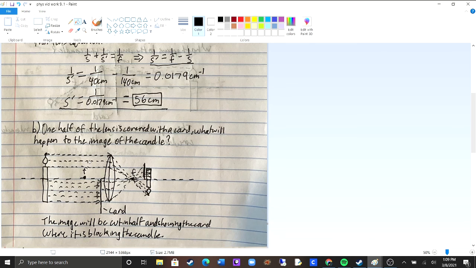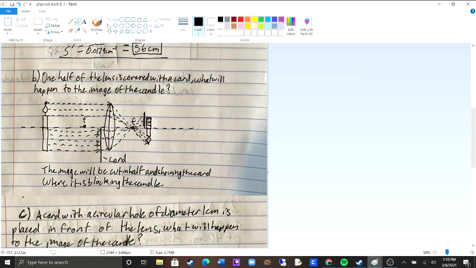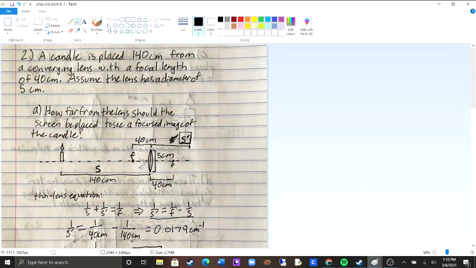So when these light rays come off of the candle right here, they hit the lens and then are refracted towards the focal point on the other side. So what the image ends up being is whatever part is not covered by the card. So in this example, it's the bottom half. We will see the top half of the candle, and it will be flipped upside down because these rays up here go down through this focal point right here, and then this bottom half we don't see because there's a card right there. So the image will be cut in half and showing the card where it is blocking the candle. So that is part B.